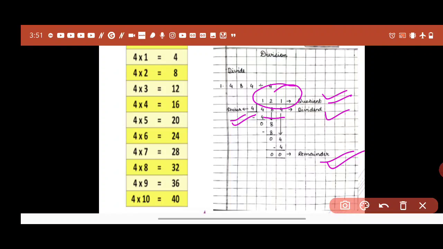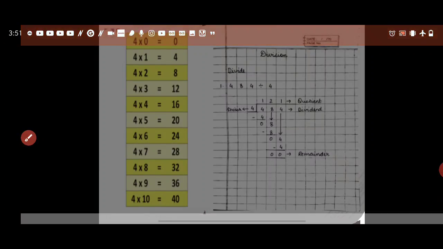Children, do not forget to write the names of these parts of a division. It's very important as it also carries marks. Moving on to the next question.